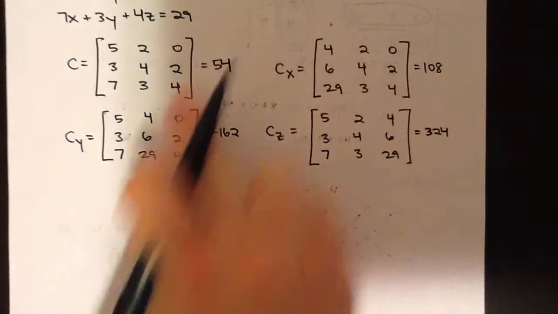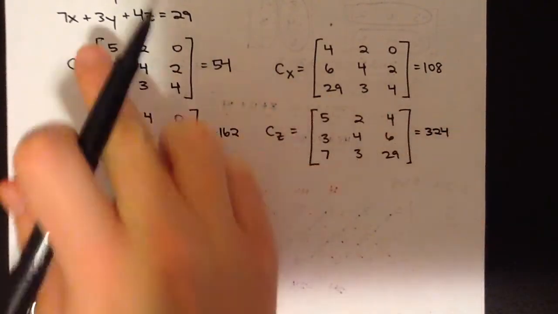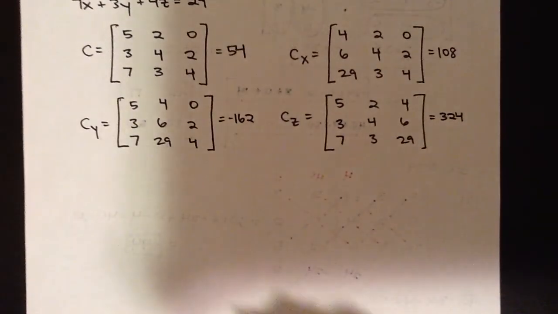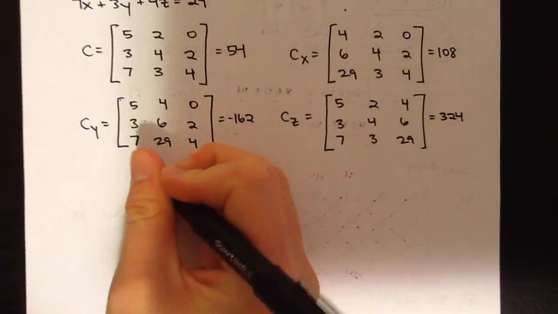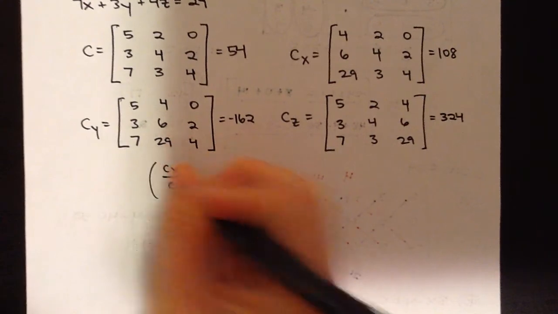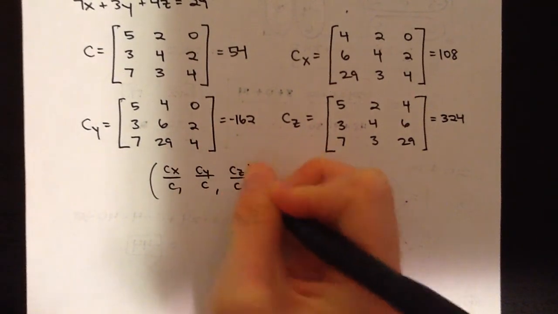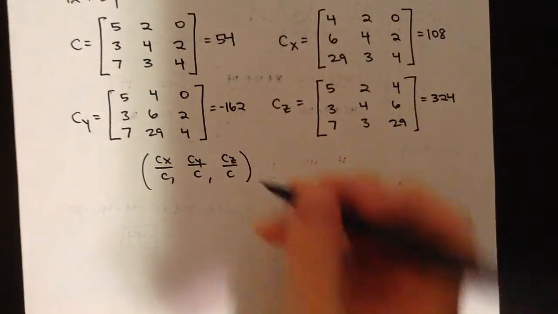Okay, so this is what I need to see on your test. Matrices written out, but then you can just write the answer. You can do the determinant right on your calculator. And then x, y, z, I have Cx over C for x, Cy over C for y, and Cz over C for z. So I'm going to plug those in.